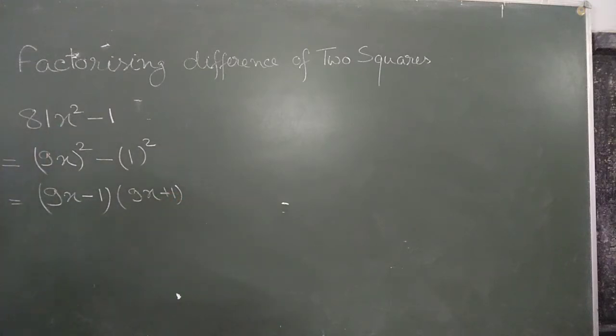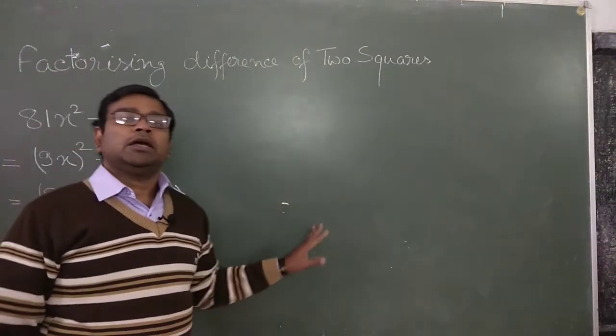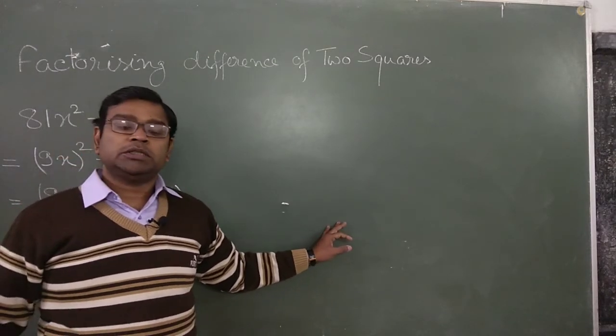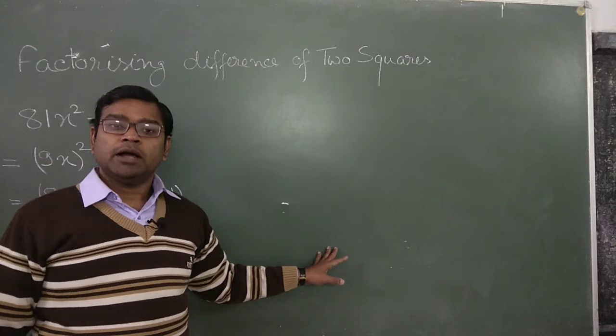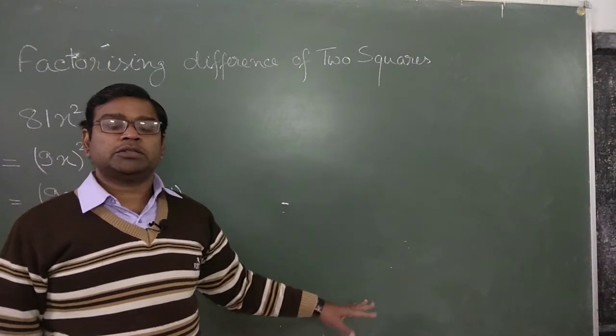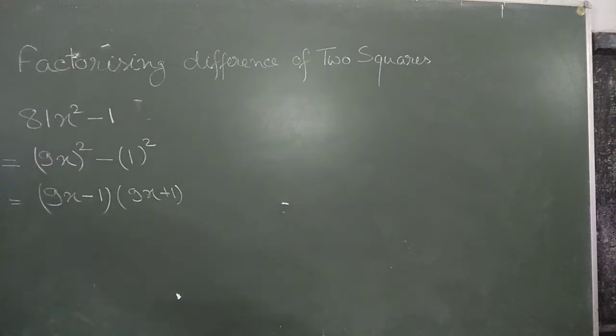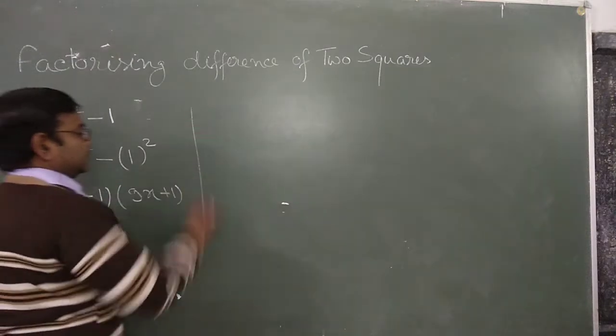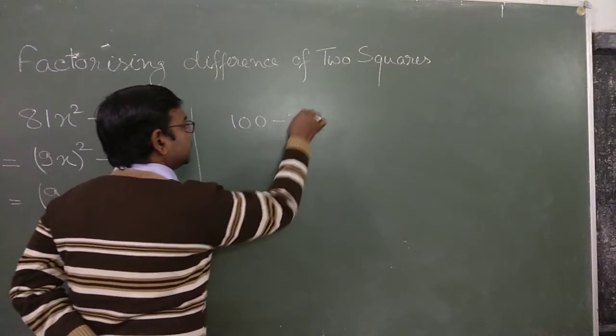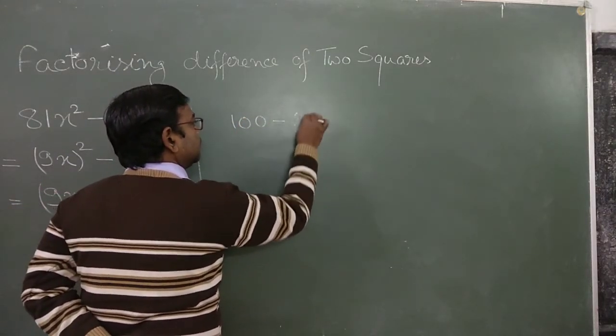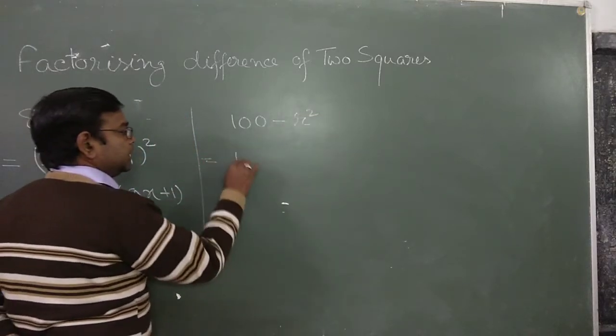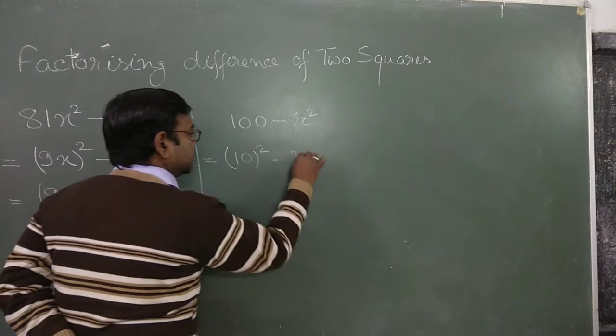Clear? For understanding the concept of a square minus b square equals (a minus b)(a plus b), you must check the videos on identities under the playlist of class 7. So this is one of the solutions. Another question: we can check this one also. It's 100 minus r square, sorry, 100 minus r square. So what do we write? It's 10 square minus r square.